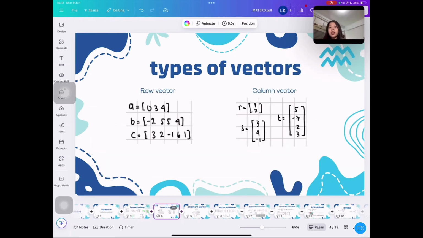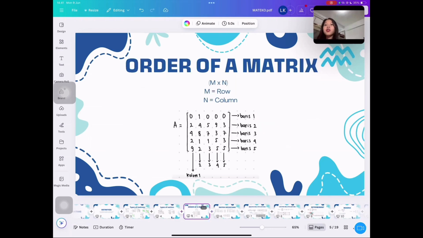And then there are two types of vectors. The first one is the row vector, which is a row that goes horizontally, and the second one is the column vector, which is a column that goes vertically. Then the order of a matrix refers to the number of rows and columns in a matrix. It is usually written in the format m by n, where m is the number of rows and n is the number of columns.